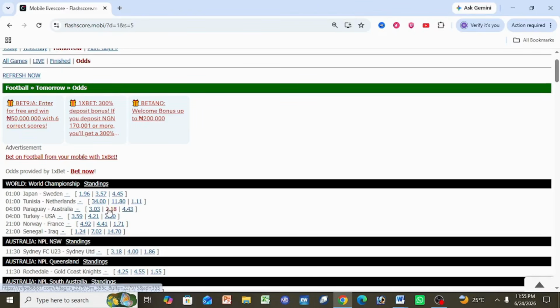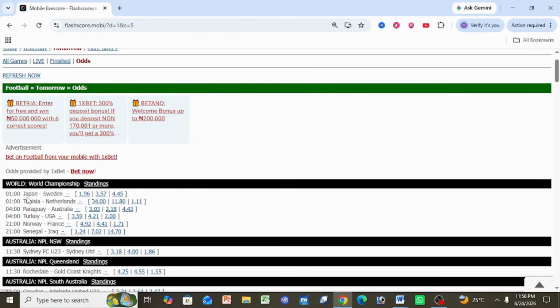Now if you look at Paraguay Australia, you are going to see that the 2.18 odd is a very low odd. That's telling us that the game is almost a draw. Even without doing further analysis, you know the game is almost a draw. But this is football and it's the World Cup, anything is bound to happen. So with that, I'm not going to stretch you with more of the analysis.